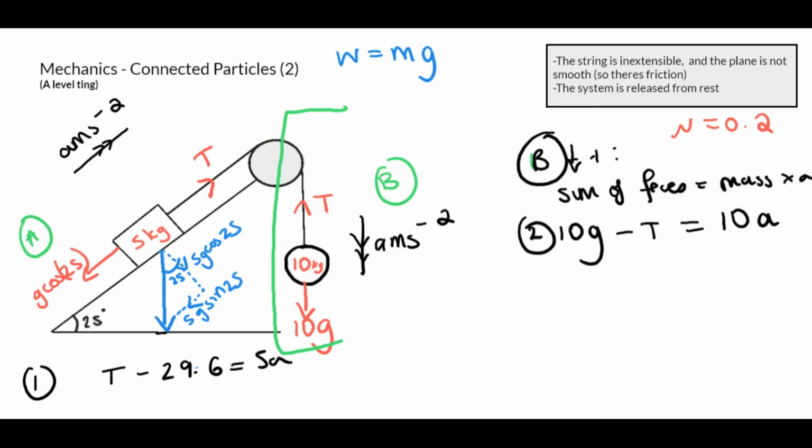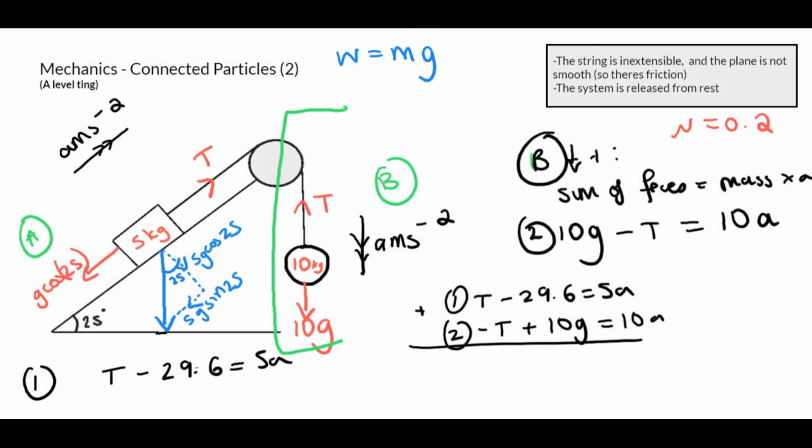We're basically done now, because I'm going to take equation 1, T minus 29.6 is equal to 5A. And for equation 2, I'm just going to swap these places around. So I'm just going to write minus T plus 10G is equal to 10A. Remember, G is 9.81, okay? Now I'm going to add these equations.